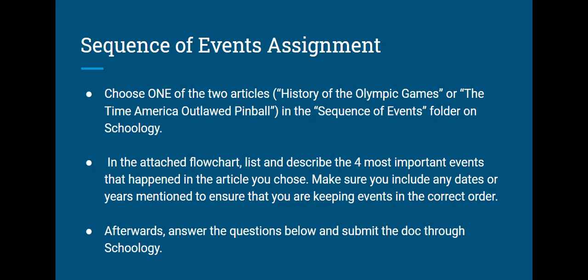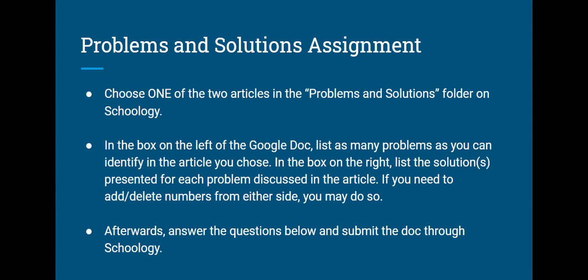In the attached flowchart on the Google Doc, you're going to list and describe the four most important events that happened in the article, whichever one you chose. Make sure you include any dates or years mentioned to ensure that you're keeping events in the correct order. After that, you're going to answer two questions below the flowchart and then submit the doc through Schoology. Pretty straightforward stuff.